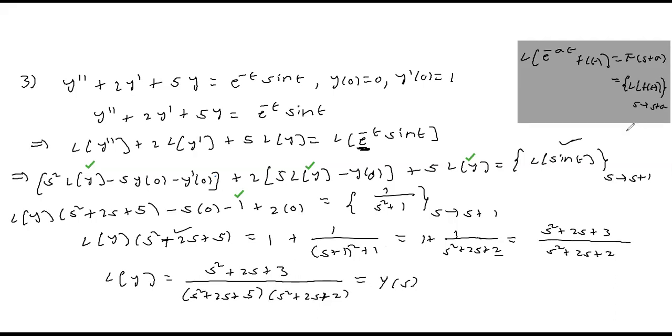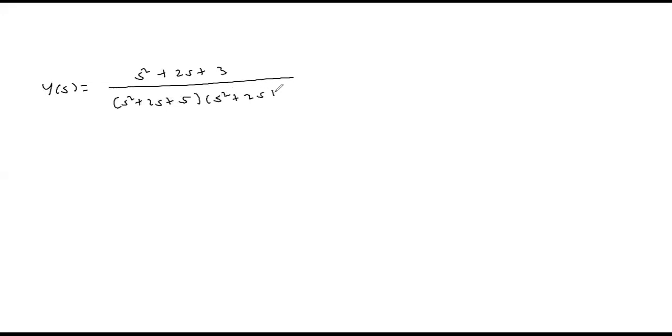Okay, so I'm considering Y of s. What is Y of s? Y of s equals (s square plus 2s plus 3) divided by (s square plus 2s plus 5) into (s square plus 2s plus 2). Each one is a quadratic factor. The denominator is in the form of non-repeated quadratic factors.